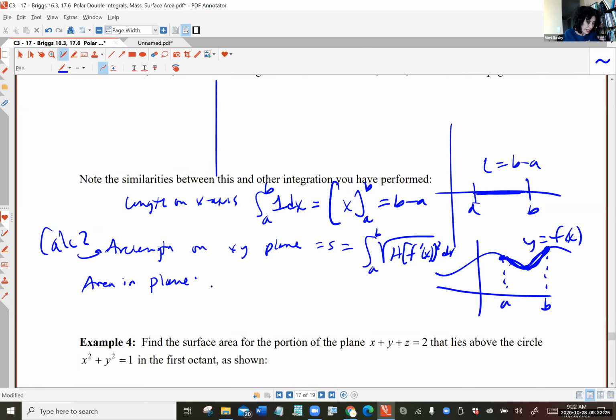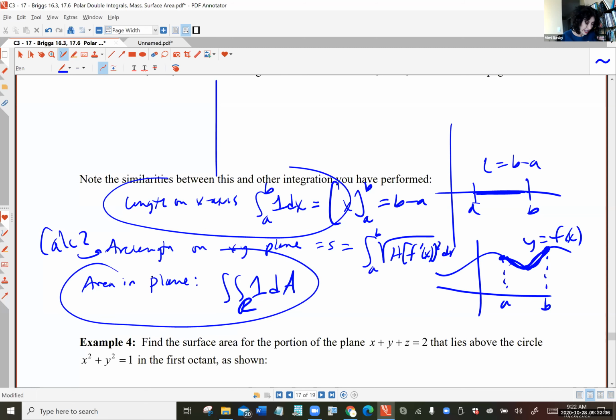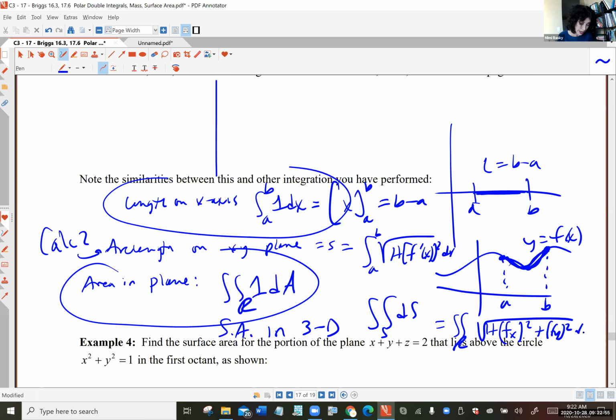And then what about area in the plane? Well, area in the plane is a double integral where you have a 1 as your integrand, and that gives you area in the plane. You can kind of compare it to length on the x-axis. And then finally, we've got surface area in 3D, and that's going to look like a double integral, a surface integral where you integrate over S, and that's going to be that double integral over R with a big old square root where you have 1 plus fx squared plus fy squared dA.